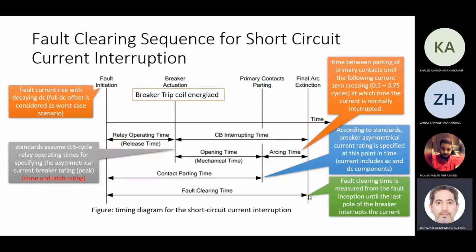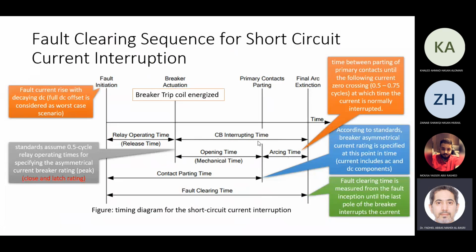So these are the neat things. The important points I want you to remember from this slide is that the contact parting time is different from the fault clearing time. We have also the mechanical operating time, which is the physical time that a circuit breaker requires to open its contacts physically. And the time that extinguishes the arc is the arcing time. The total of the mechanical operating time and arcing time we call the circuit breaker interrupting time. Okay.